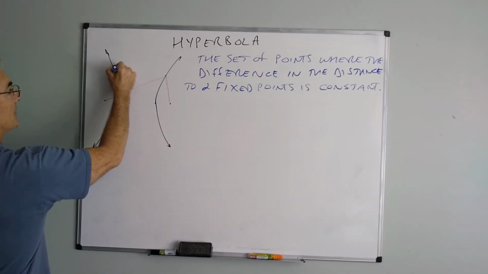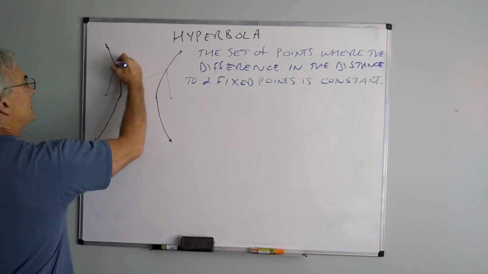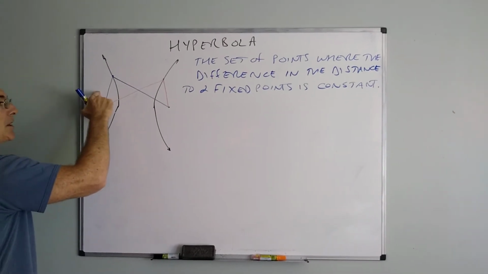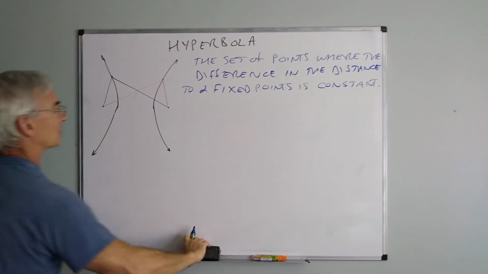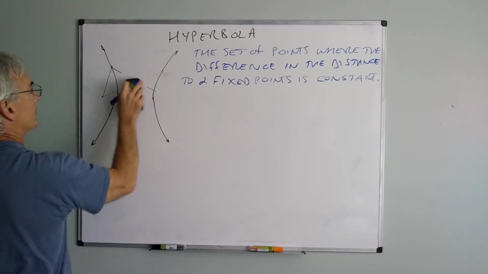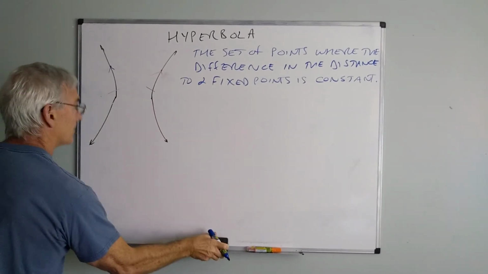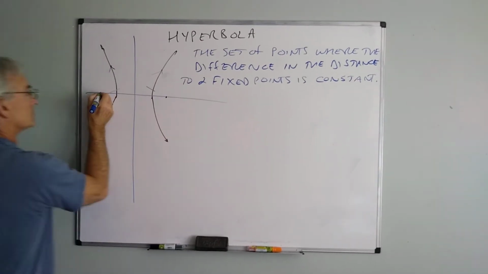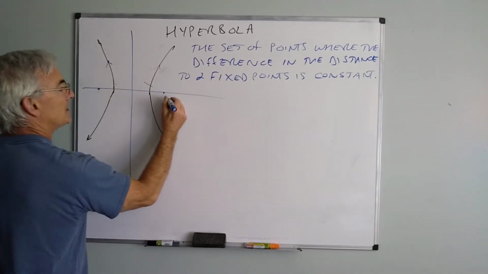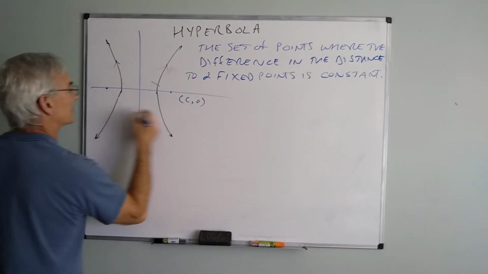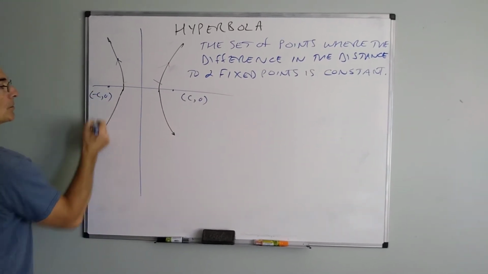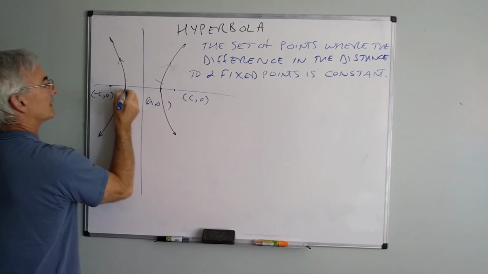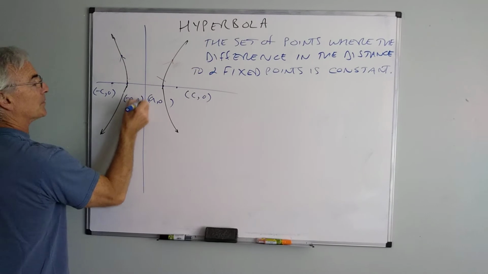But because of that definition, I can have two different pieces here and also have this difference be constant. So there's two different pieces going in different directions here. Now, as a result of this, if we put this on the xy plane and then give this some orientation here, let's call this focus c comma 0 and negative c comma 0 like before. We'll call this vertex a comma 0, negative a comma 0 like before.